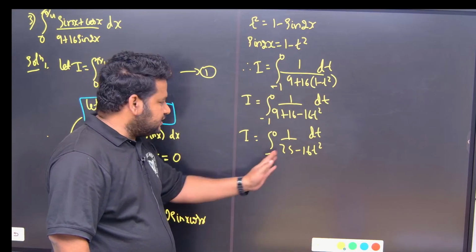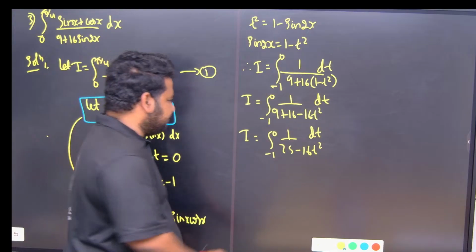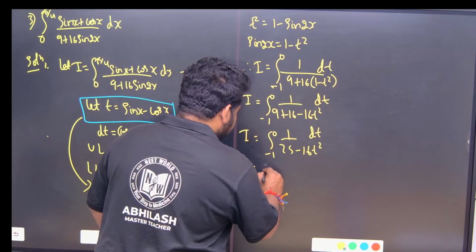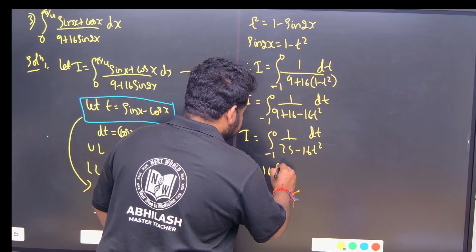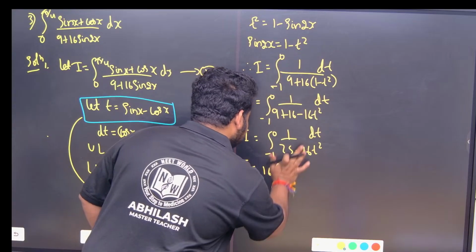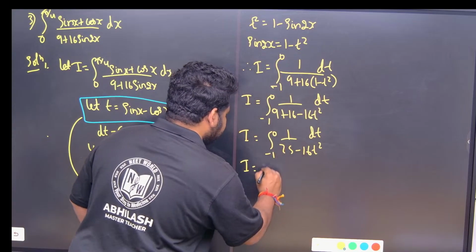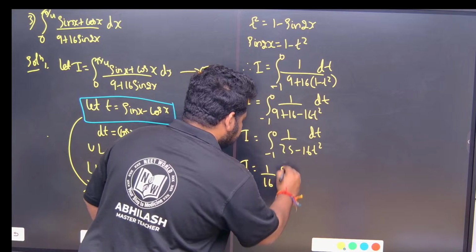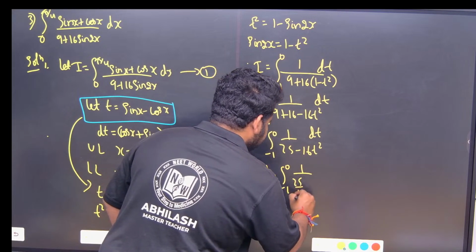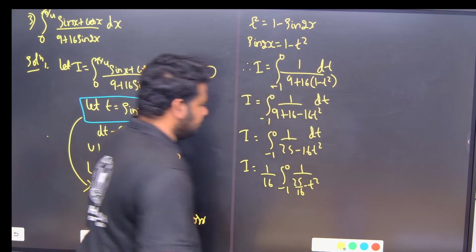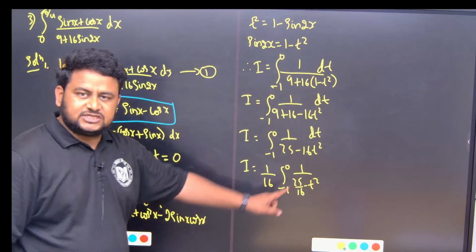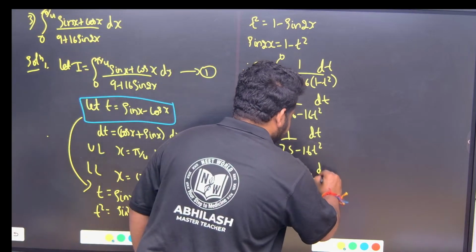If I take 16 outside, I will be having I is equal to 16 into, minus what should I take? 16 is in the denominator, right? So this will become 1 by 16, integral from minus 1 to 0 of 25 by 16 minus t square dt, correct? This is what I would be having, correct?